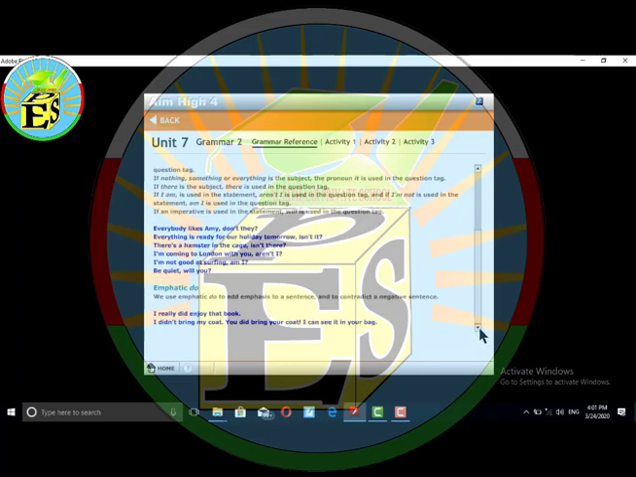Now we will turn to another thing, which is emphatic do. Emphatic do means that we put do, did or does followed by the infinitive of the verb. Why do we use this? To emphasize. Okay, look at the use or definition. We use the emphatic do to add emphasis to a sentence, and to contradict a negative sentence.